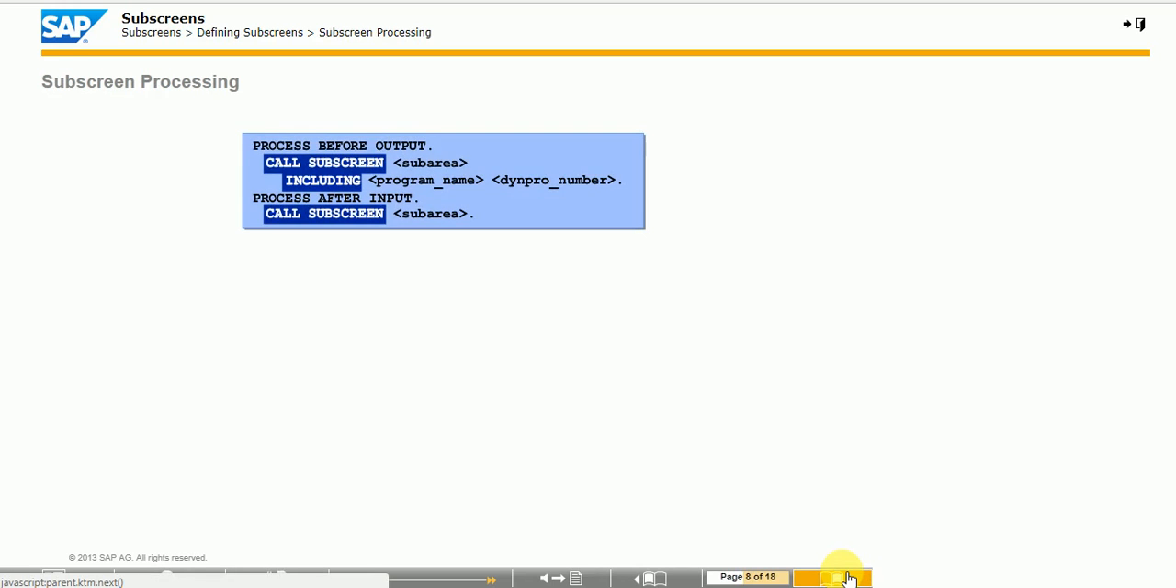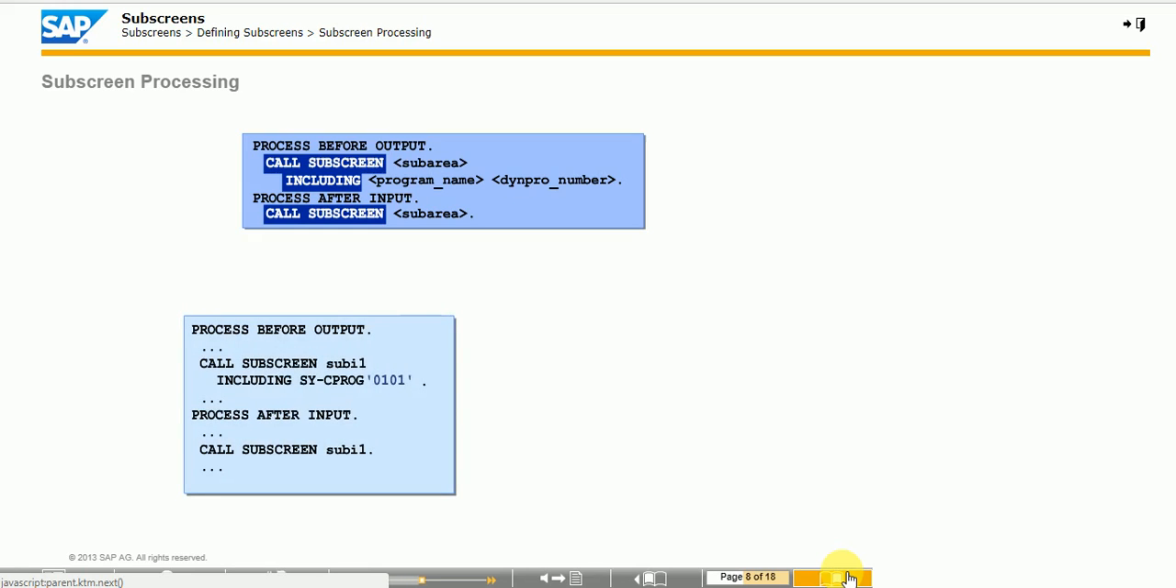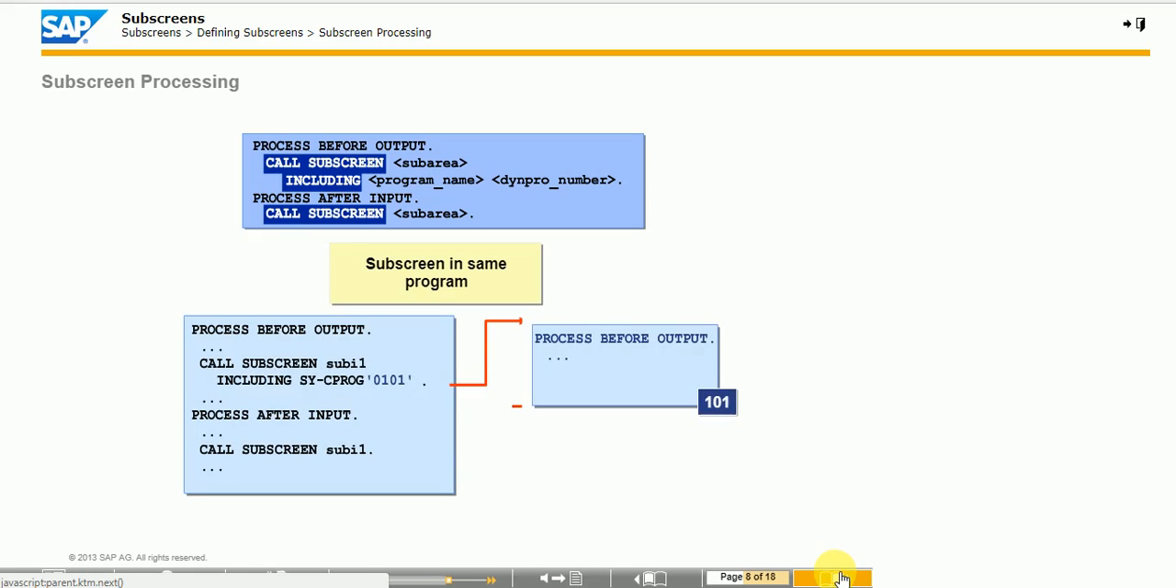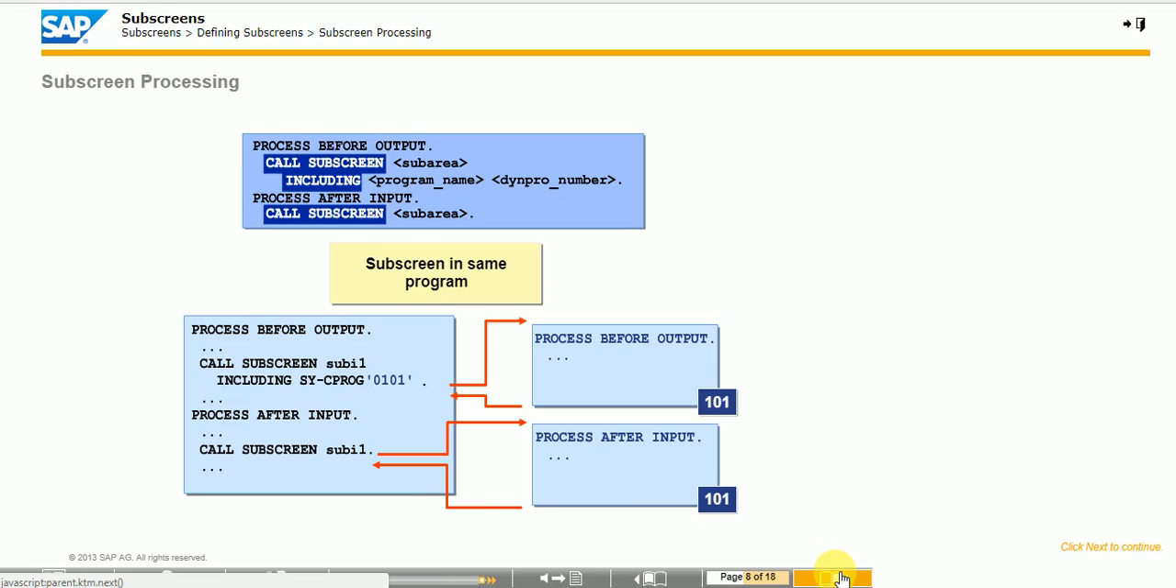To use a subscreen, you must call it in both the PBO and PAI sections of the flow logic of the main screen. The call subscreen statement commands the system to execute the PBO and PAI processing blocks for the subscreen as components of the PBO and PAI of the main screen. You can program RBAR modules for subscreens in the same way as for screens.